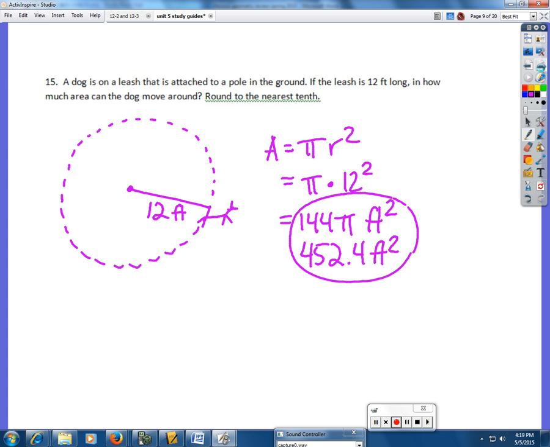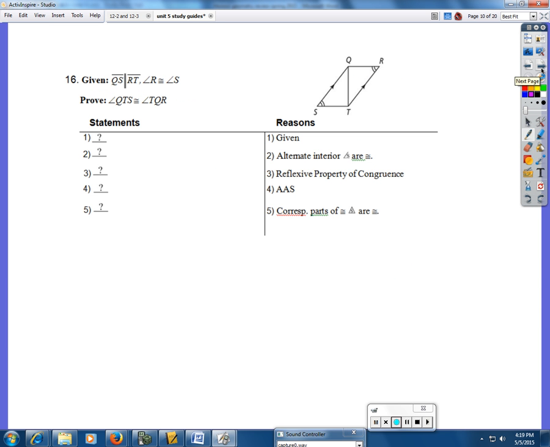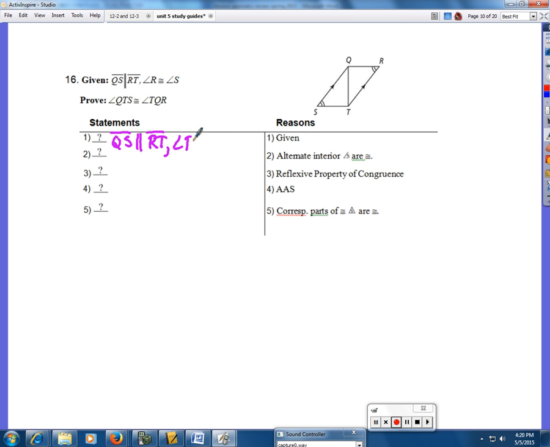And then 16 is a proof. I'm given that these two segments are parallel. It's marked in the picture, and these two angles are congruent. I need to see what my given information is. So I'm going to write in for 1, QS is parallel to RT, and angle R is congruent to angle S. You should always be able to get that first one.